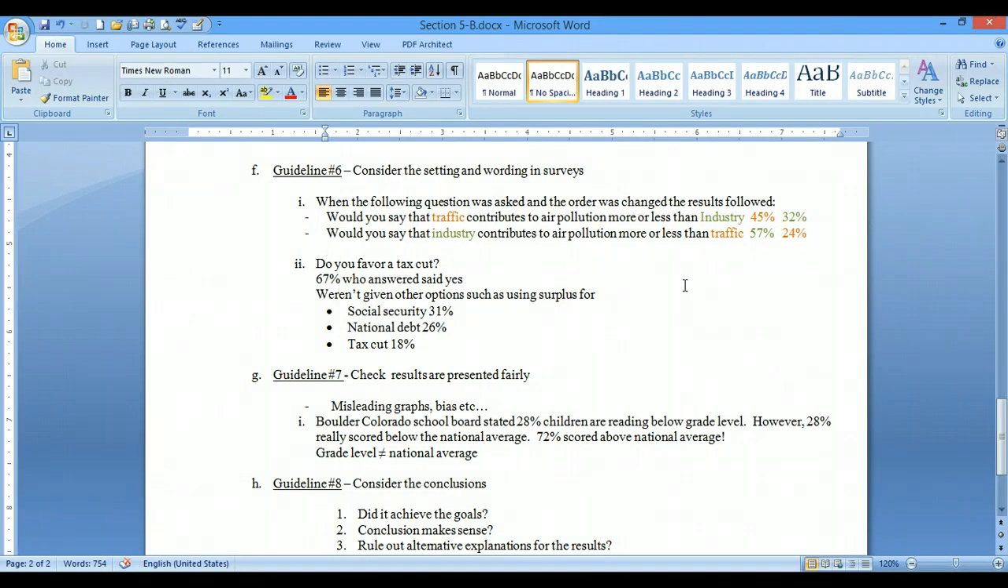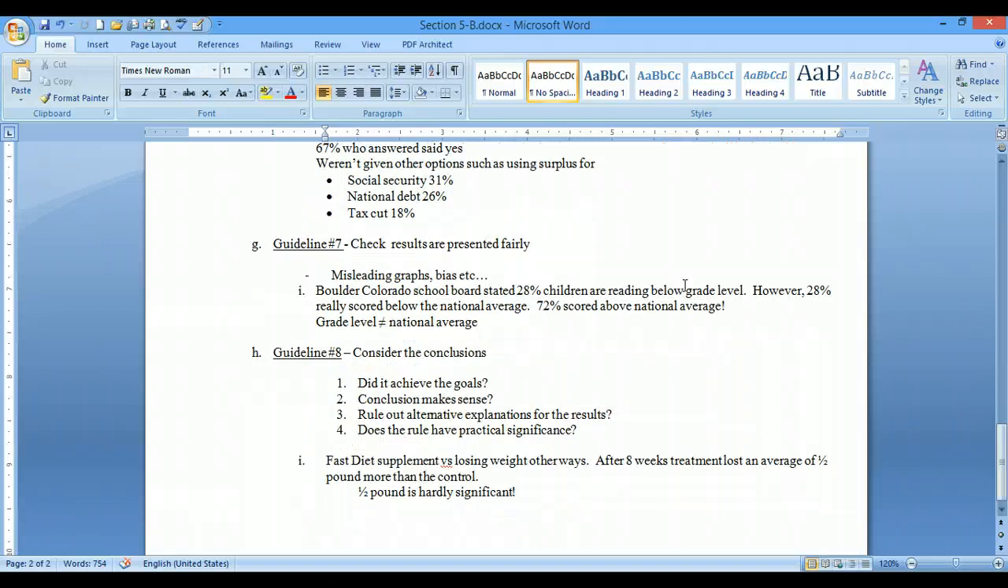Let's move to guideline number 7. Check that the results are presented fairly. There are things like misleading graphs or bias. Our first example comes from Boulder, Colorado. The school board stated that 28% of children are reading below grade level. However, what occurred is 28% didn't really score below grade level but below national average. And they didn't state the 72% scored above the national average. And grade level is not necessarily national average.